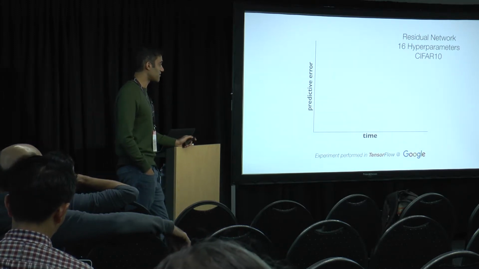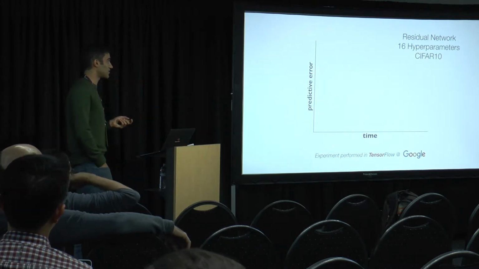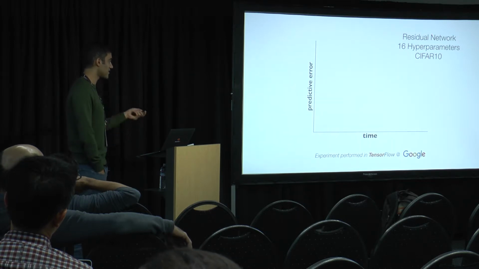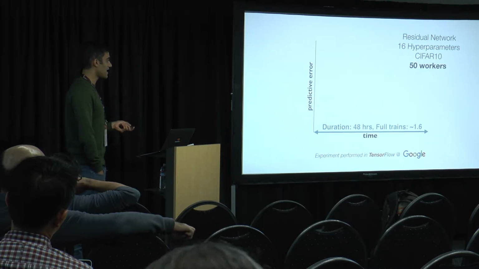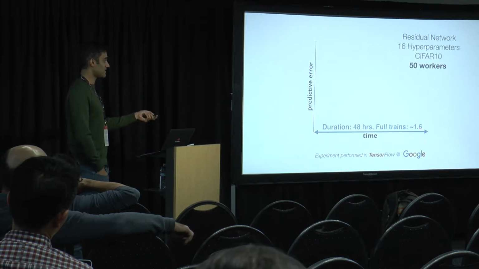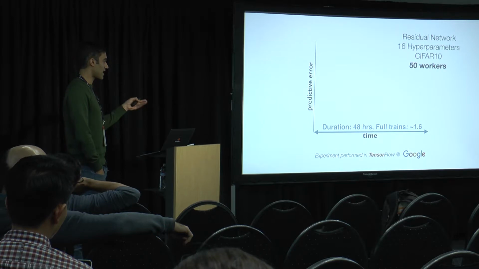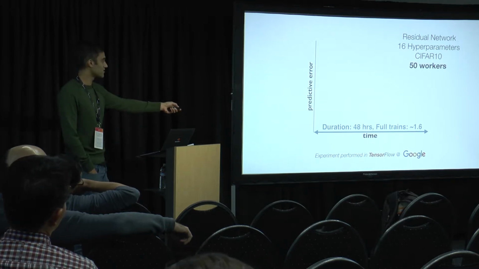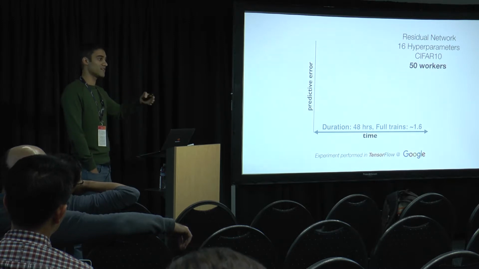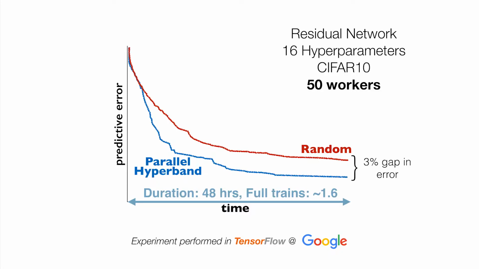This is work that we did in collaboration with folks at Google. It's on a residual network, again using the CIFAR-10 data set, but on a larger network with more hyperparameters. So 16 hyperparameters. The x-axis, again, is time. The y-axis is predictive error, so lower is better. And the total duration here, it takes 2 days to train a single model. The end of this x-axis is 1.6 times 48 hours. So at the end of this point, all the models, in terms of wall clock time, will have had less than the time it takes to train 2 models serially.